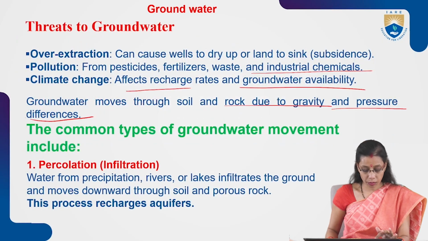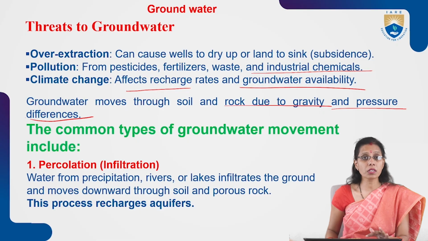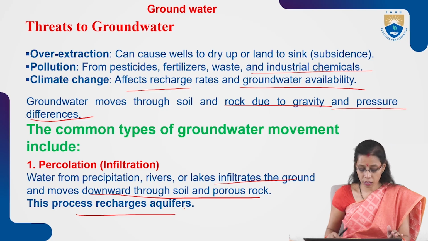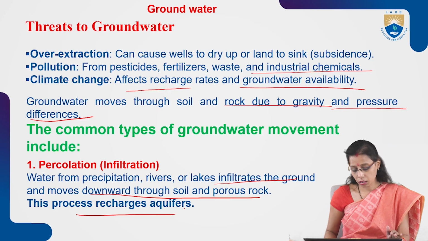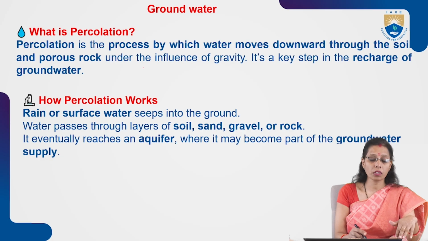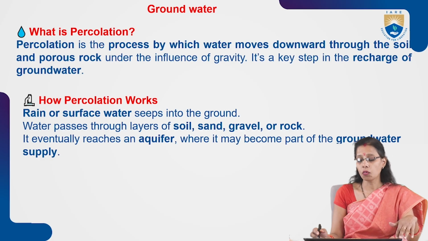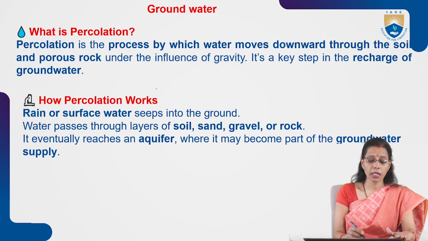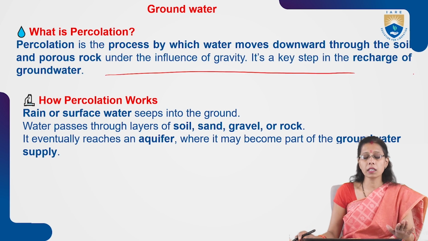So, water from precipitation, rivers, or lakes infiltrates the ground and moves downward through the soil and porous rocks. This process is a recharge of the aquifer. Now, what is percolation here? Percolation is the process by which water moves downward through the soil and the porous rock under the influence of gravity. It is a key step in the recharge of the groundwater.